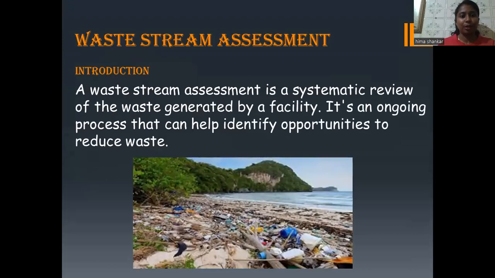What is waste stream assessment? A waste stream assessment is determining the amount of waste generated in terms of quantity and quality, or types of waste generated from the area. It is a systematic review of waste generated by a facility. It is an ongoing process that can identify opportunities to reduce waste. After we know how much waste is generated from a specific region, we can plan for reducing the waste accordingly. So waste stream assessment is a very important part of waste management.